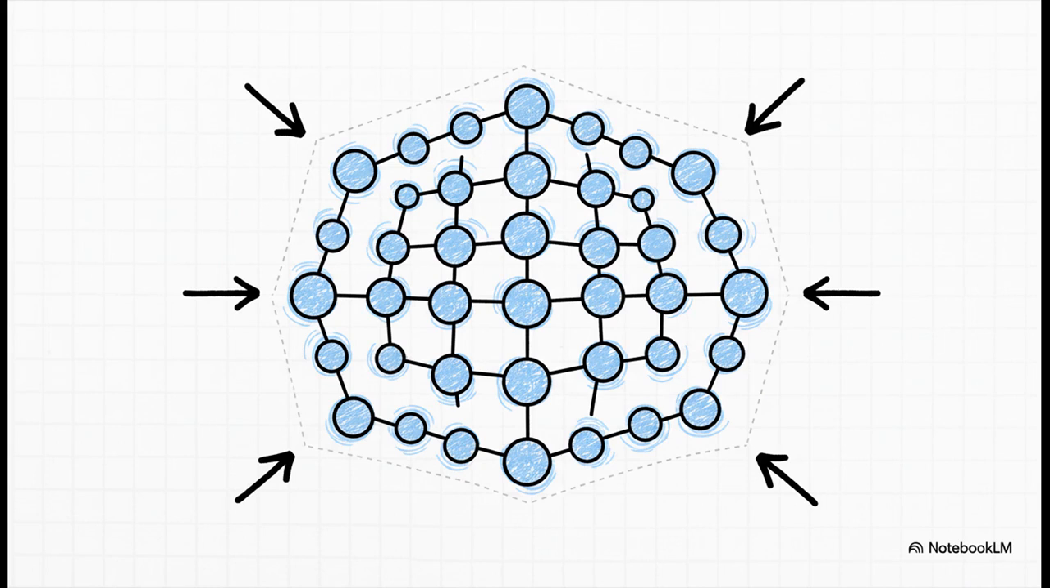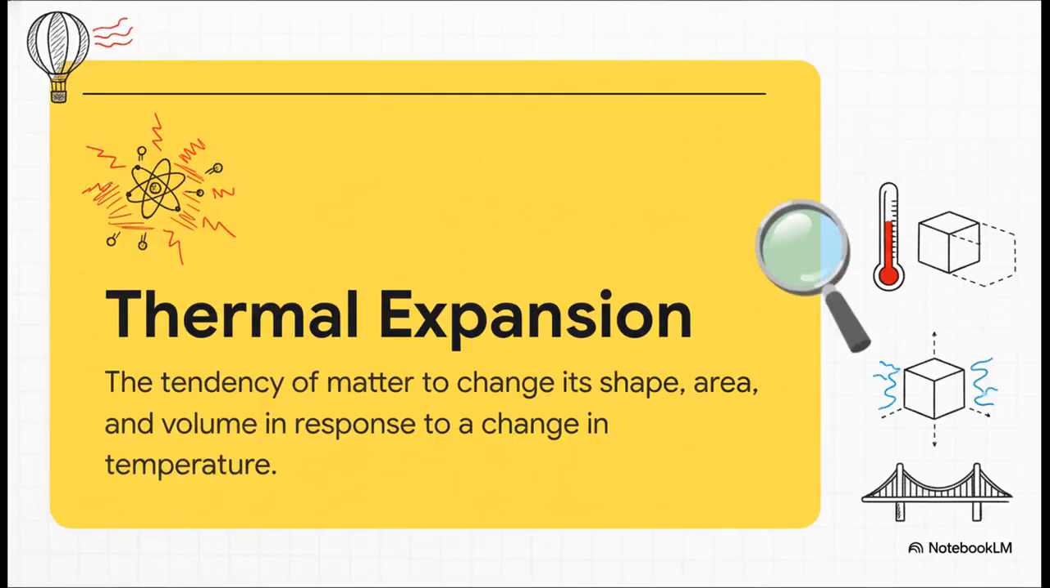And just like those energetic dancers, these super vibrated atoms, they need more space. They start bumping into their neighbors, pushing them farther and farther away. So when trillions of atoms do this all at once, the entire object actually gets a little bit bigger. It expands. And that simple atomic behavior, that's the core principle behind what we call thermal expansion.